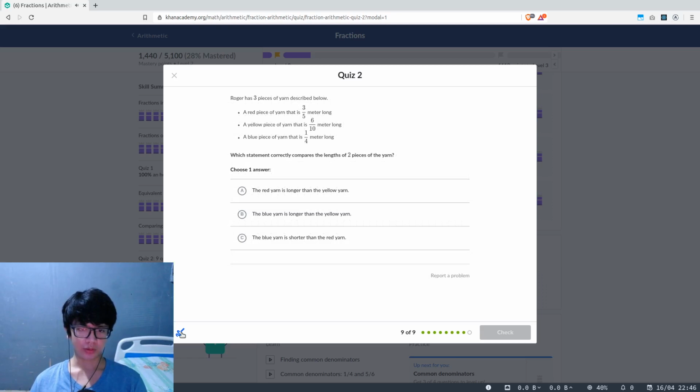Roger has 3 pieces of yarn described below. A red piece of yarn that is 3/4 meter long. A yellow piece of yarn that is 6 meters long. A blue piece of yarn that is 1/4 meter long. Which statement compares the lengths? The red yarn is longer than the yellow yarn. Red, yellow, red is longer. 3/5 and 6/10. The red is definitely longer.